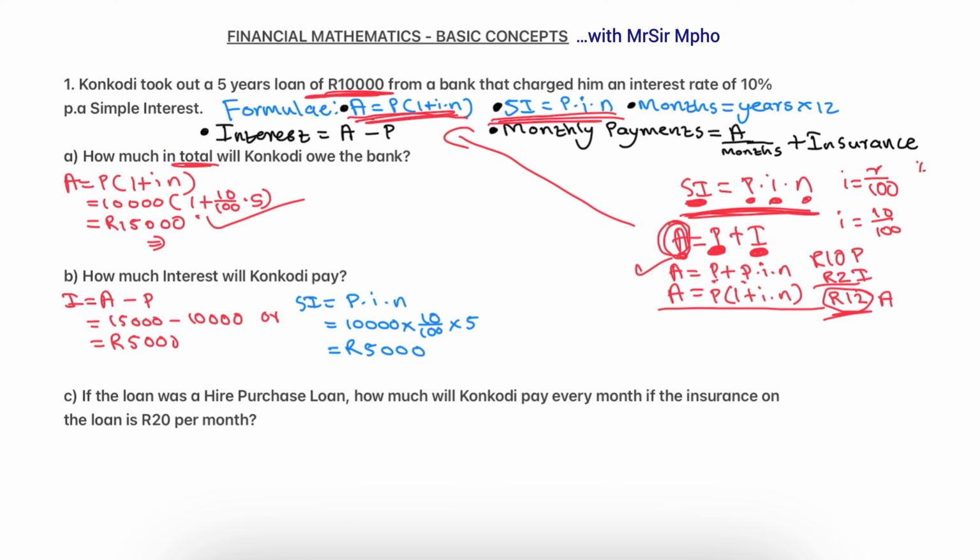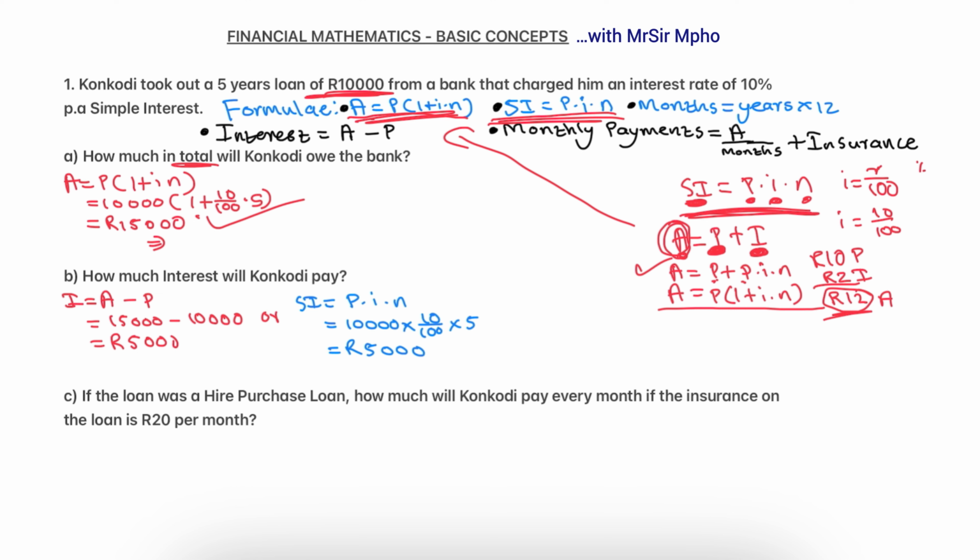Clear, right? So every time when you're looking for interest, you either say interest equals total minus original, or you can just say SI equals PIN. Interest is just a pin. There's a pin to getting interest. Pin, PIN. You can remember that, right? Now let's go to the last one before we move to the second video, guys.